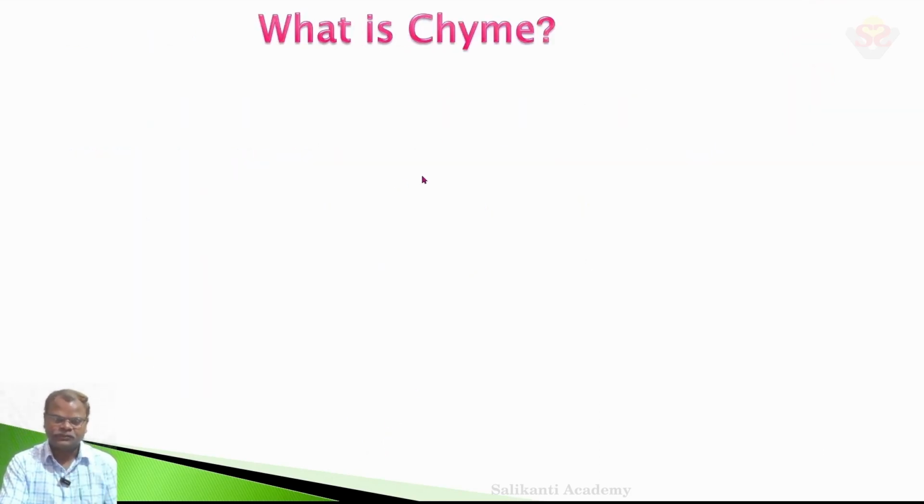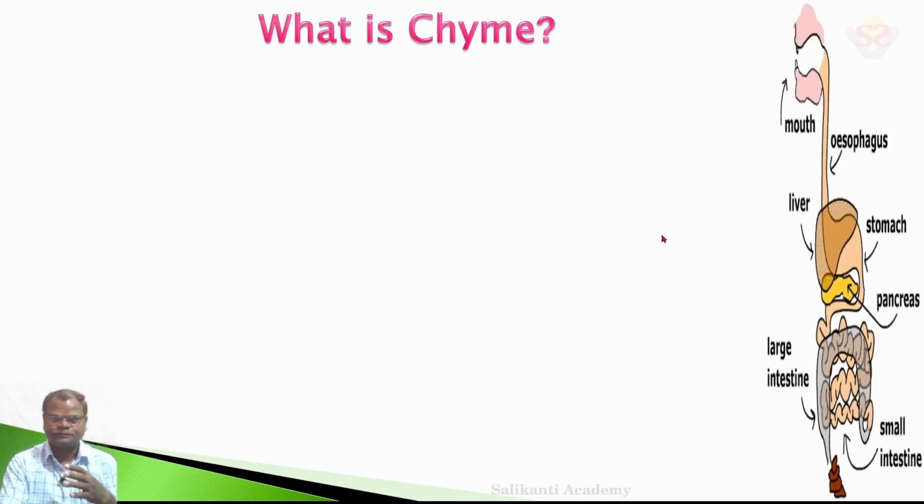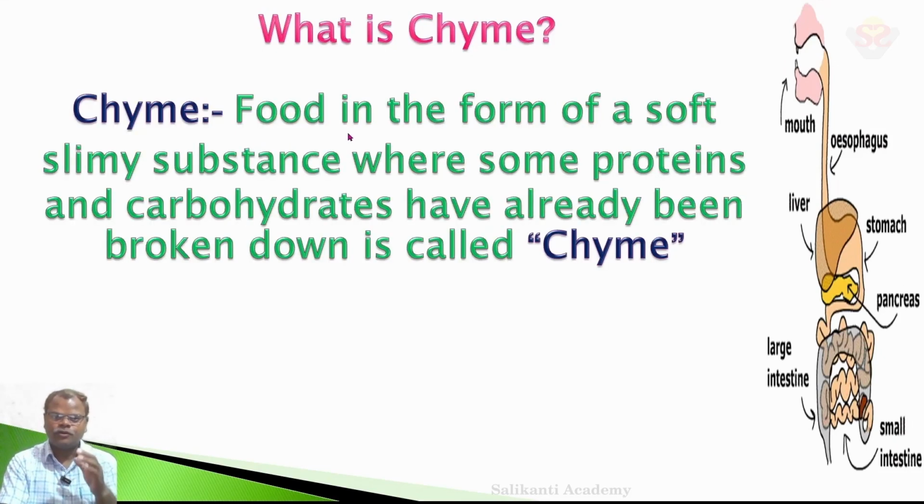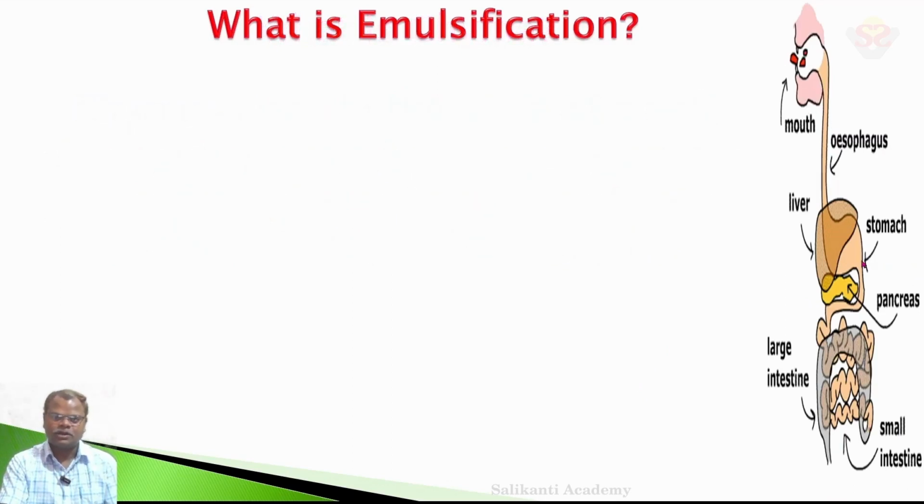What is chyme? Children, you remember these names, bolus and chyme. Bolus is formed in the buccal cavity. Chyme is formed in the stomach. What is chyme? Now we are going to learn. Chyme: food in the form of a soft, slimy substance where some proteins and carbohydrates have already been broken down is called chyme. This process occurs in the stomach.